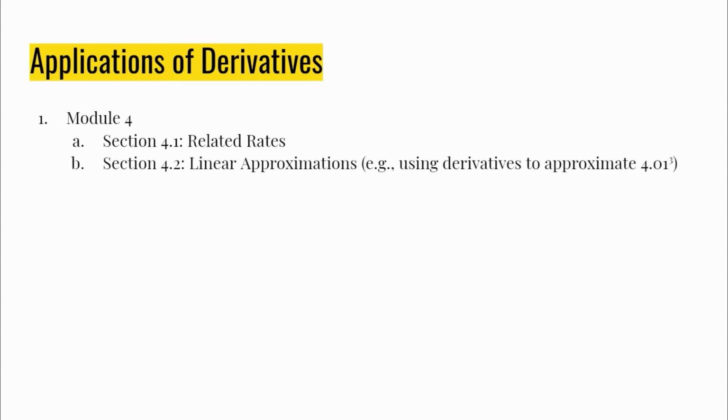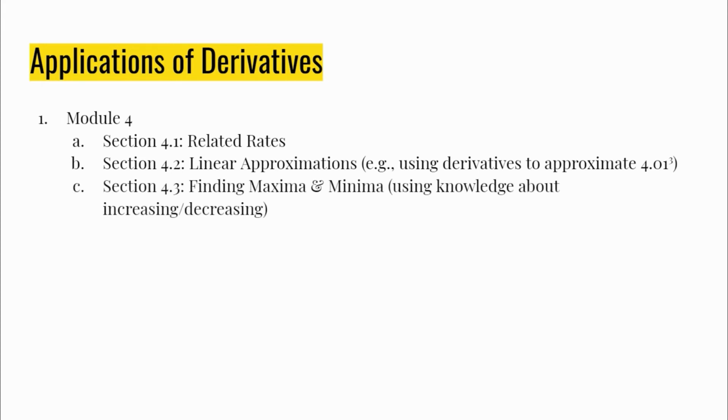Section 4.2 is about linear approximations. An example of that might be that it would be tedious to calculate 4.01 to the third power, for example, without a calculator. Of course, a calculator makes that easy, but we can also use calculus to give us an approximation or an estimation of that value just using a simple linear equation. That's what section 4.2 is about.